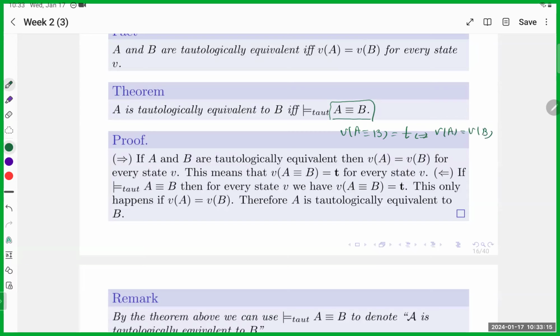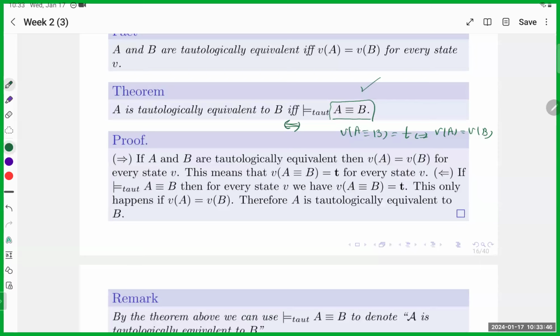Right? But note that this is an if and only if, so you have two directions to prove. Both directions are trivial. If A and B are tautologically equivalent, you want to show A if and only if B is a tautology. Take an arbitrary state V. Since they are tautologically equivalent, V of A is equal to V of B. That implies V of A if and only if B is always true. Therefore, A if and only if B is a tautology.